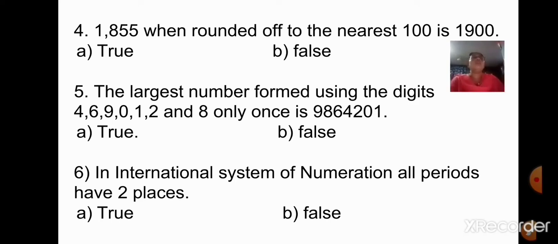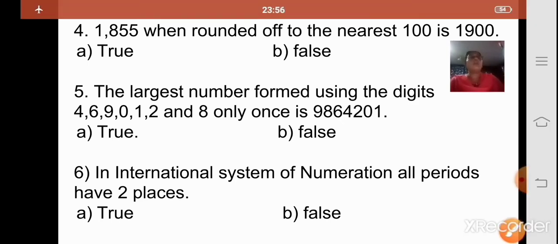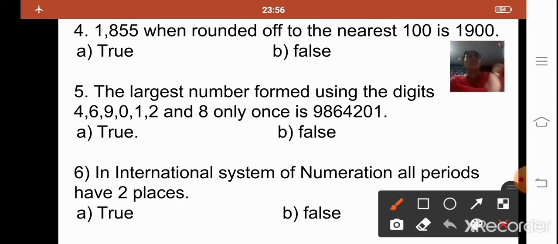1,855 when rounded off to the nearest 100 is 1,900. Now just round off the number and see. When you have to round off the number to the nearest 100, you will see the number in the tens place. Now what is the number in the tens place? The number is 5.